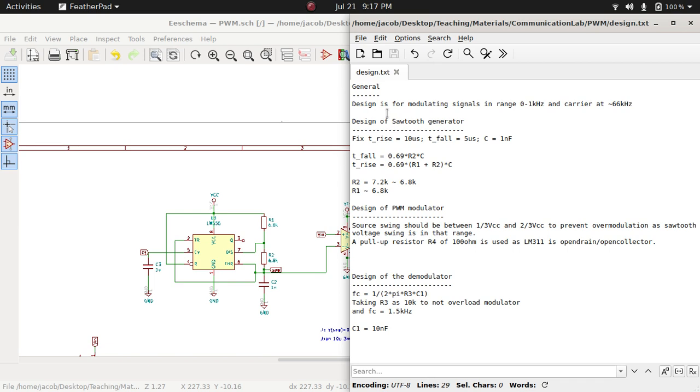The overall design is for modulating signals in the range of 0 to 1 kilohertz. So the input analog signal, we are expecting it to be a signal that has a bandwidth of 1 kilohertz, which is base bandwidth, 0 to 1 kilohertz being the range of frequencies that it can contain. And the carrier is at approximately 66 kilohertz. The carrier frequency is going to be determined by the passive components used around the 555 IC.